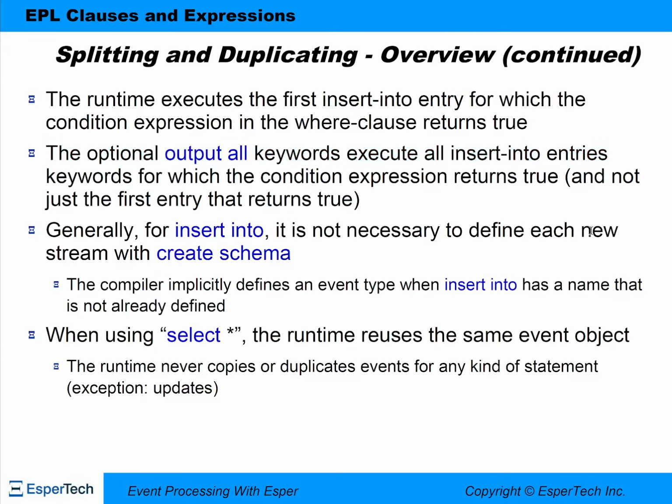Generally, for insert into, it is not necessary to define each new stream with create schema. The compiler implicitly defines an event type when insert into has a name that is not already defined. When using select star, the runtime reuses the same event object. The runtime never copies or duplicates events for any kind of statement, except updates.